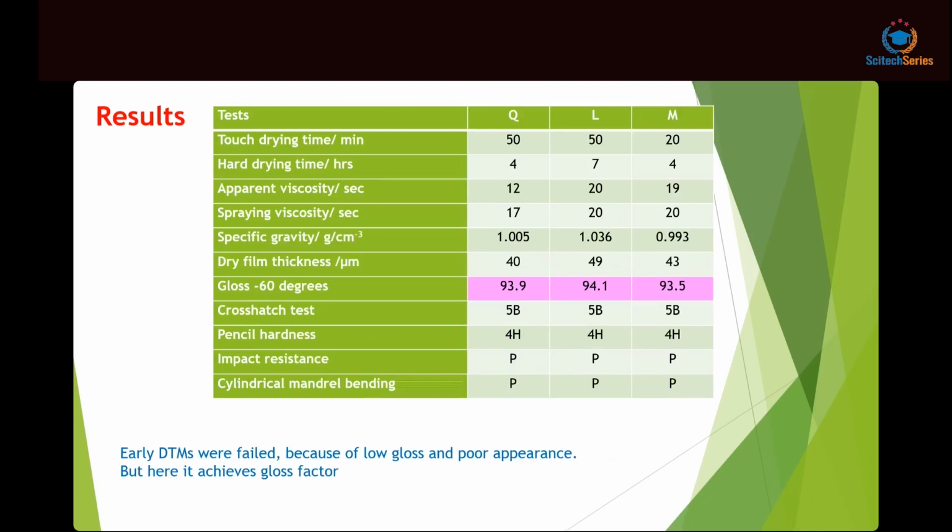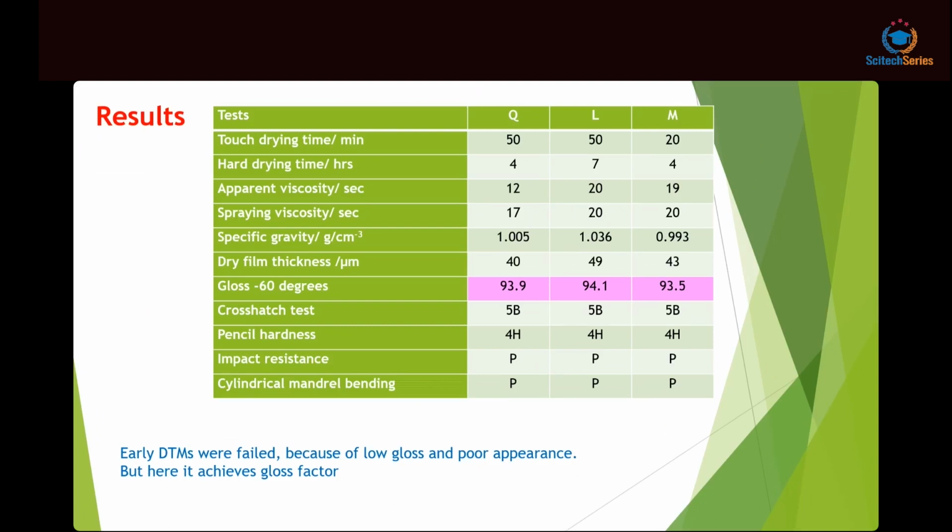Right. Now you can see normally direct to metal chemistry is failed in the market because the aesthetic appearance is not good. Gloss is very poor. Therefore, people do not like to buy this. But in my findings, can you see there's a pink color line, the gloss level 93.9 relative to other commercially available. When we compare, the commercially available ones also have the same. So therefore I increased my gloss level.